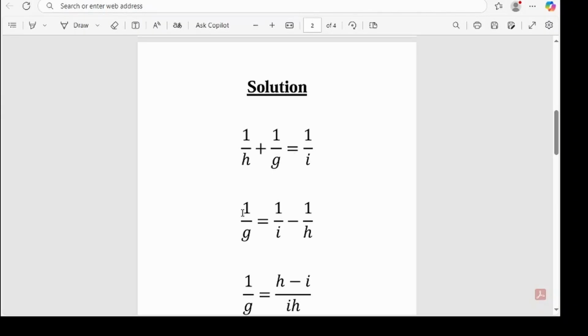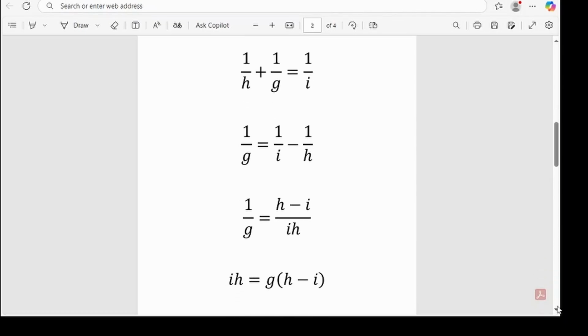So we maintain 1 over j here, right? And 1 over h crosses the equal to border to the other side of the equation and changes its form to become negative 1 over h, okay? So we are going to get the second equation to be 1 over j equals 1 over I minus 1 over h, right? Then let's simplify the equation on the right side, which is 1 over I minus 1 over h, okay?